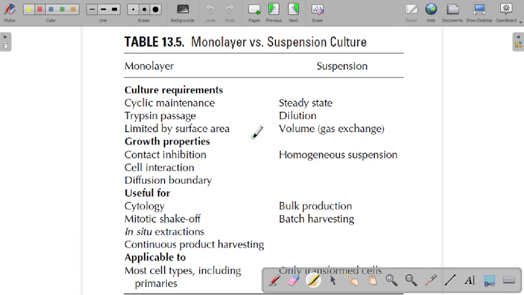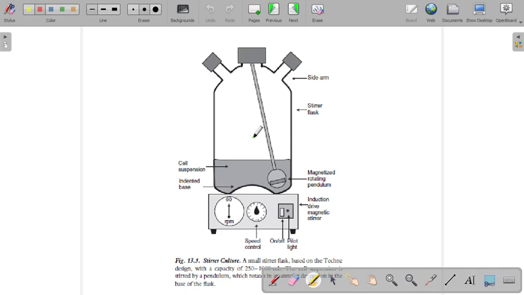Don't worry, I'm going to give you notes about this culture. I'm going to share my slideshow also. This is a stirred tank bioreactor, stirred culture, where we culture suspension cultures industrially, not in the laboratory. In the laboratory we need just a flask, we don't need any stirred flask. The stirrer is continuously moving on the magnetic stirrer, and it maintains turbidity inside it.